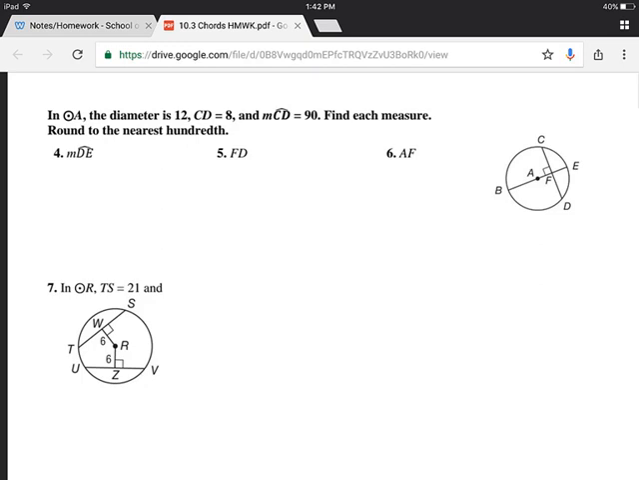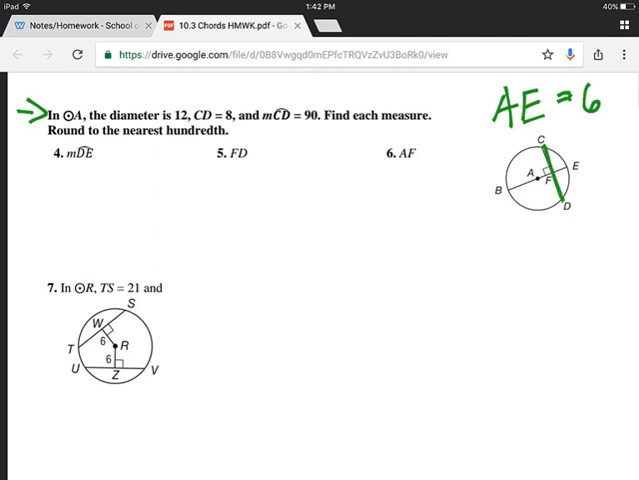Now let's take a look at the bottom parts. Now, it's important to read the directions before you start anything. So reading the directions, it says the diameter is 12, which means that A to E, or this distance here, which is the radius, is going to be 6. The next thing, C to D, is this distance here.